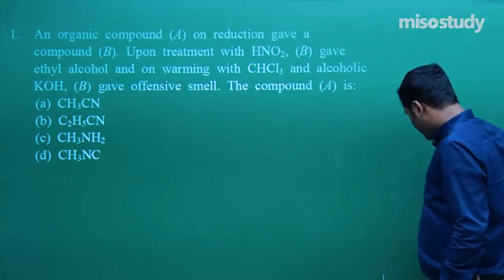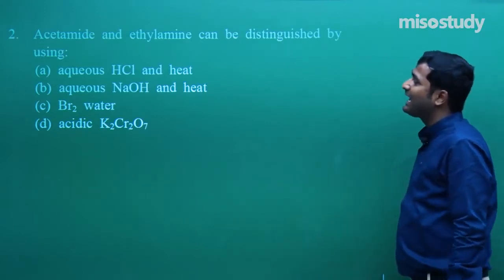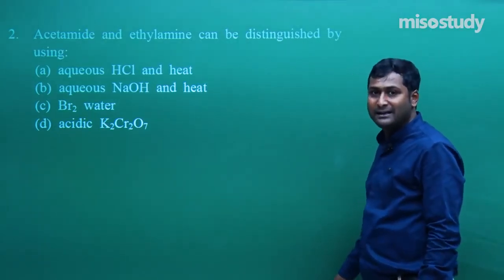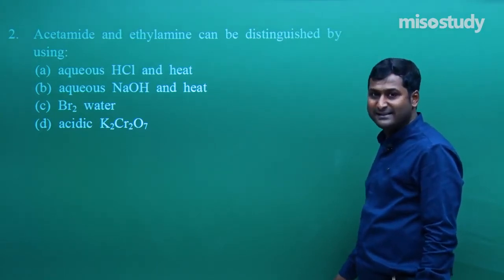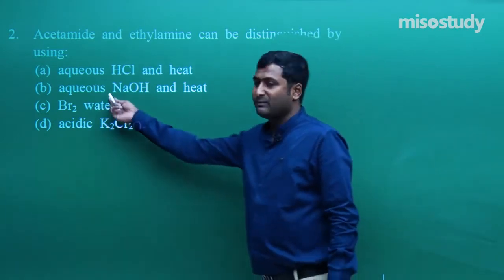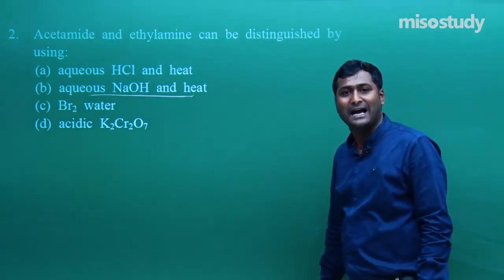Now let's move to the next one. Acetamide and ethylamine, amide and amine. What is the amidic group? That is CONH2, and ethylamine. It's very simple. It's a theory based question. Treatment with aqueous NaOH and heat.